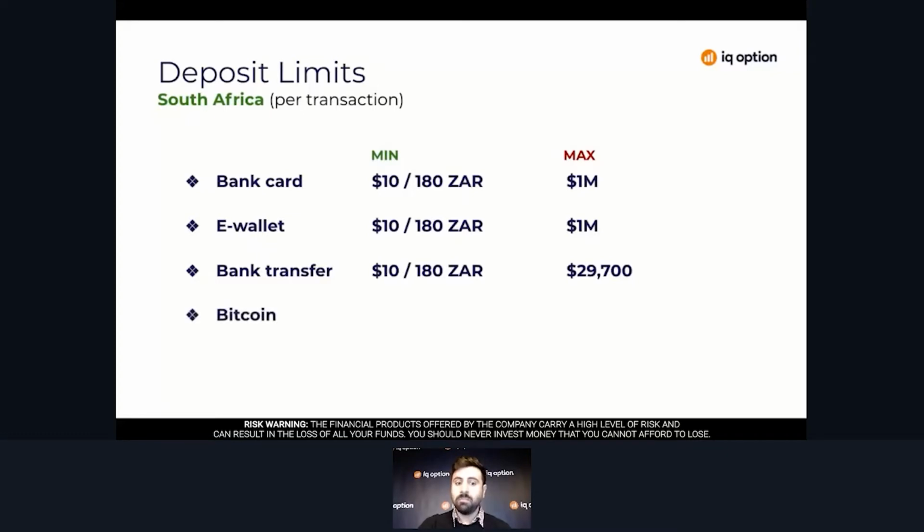Now, finally, Bitcoin. If you have a crypto wallet and you want to be depositing with Bitcoin, you need to deposit at least $20. And the maximum you're going to be able to deposit is $15,000. I do want to point out again that these limits are not set by us. These limits are set by our payment providers.